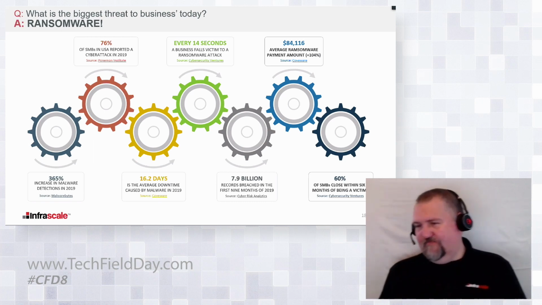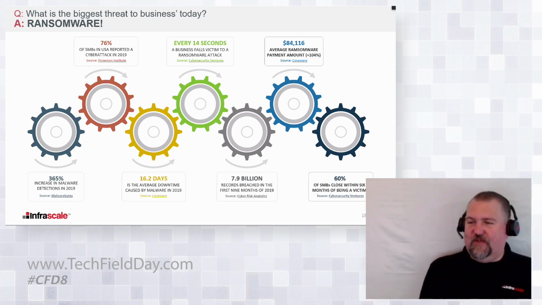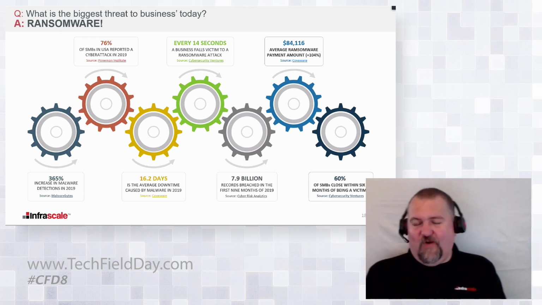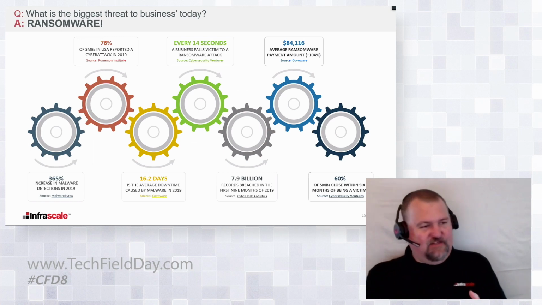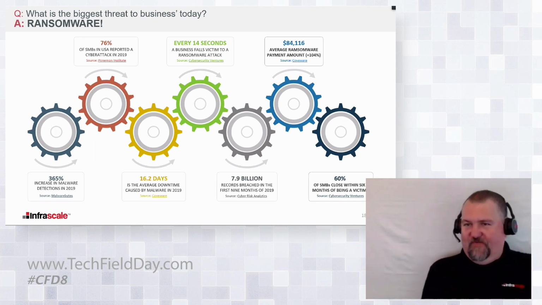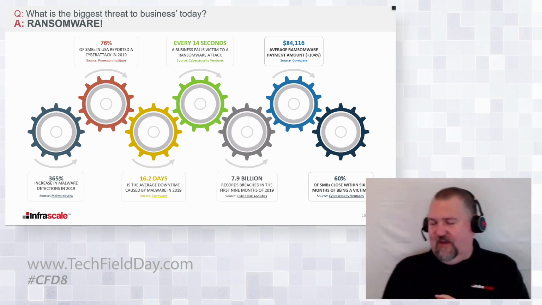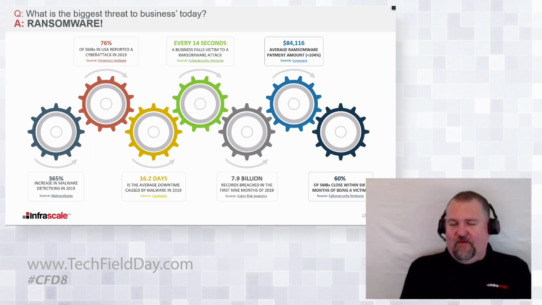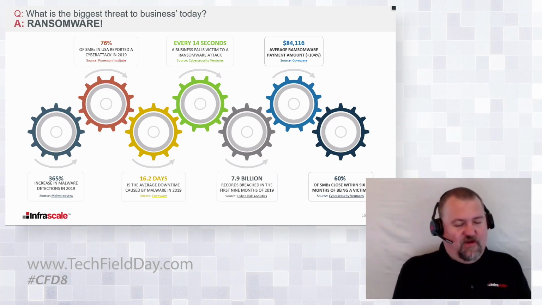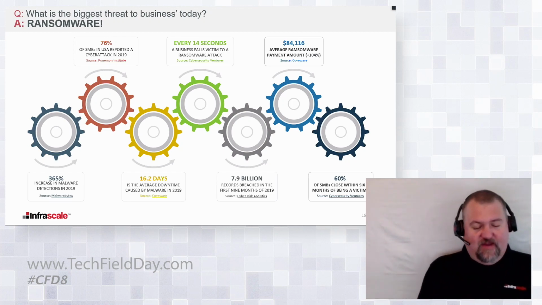In the bottom right, 60% of small to medium businesses close after falling victim to ransomware. So that's a really concerning statistic, right? If every 14 seconds someone's getting attacked and now 60% of them are failing, we definitely want to be able to help them recover that data and know when they got infected.